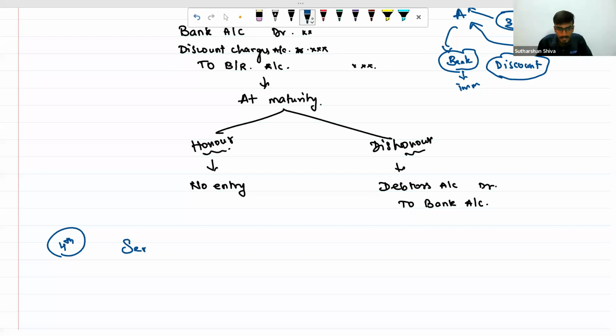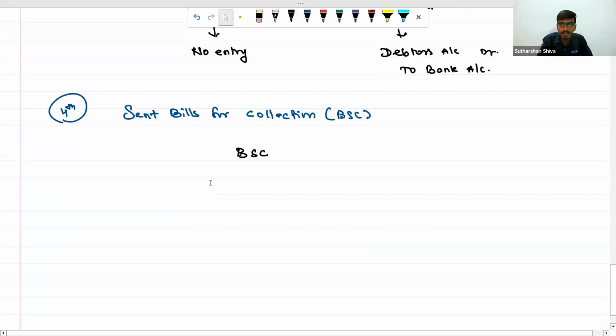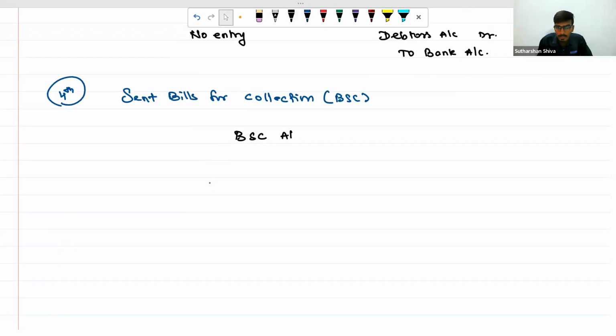Next, send bill for collection. Okay, send bill for collection. This will create a separate account. That bill sent for collection, I'm going to collect at another time. So the journal entry is: bill sent for collection account debit to bills receivable account.